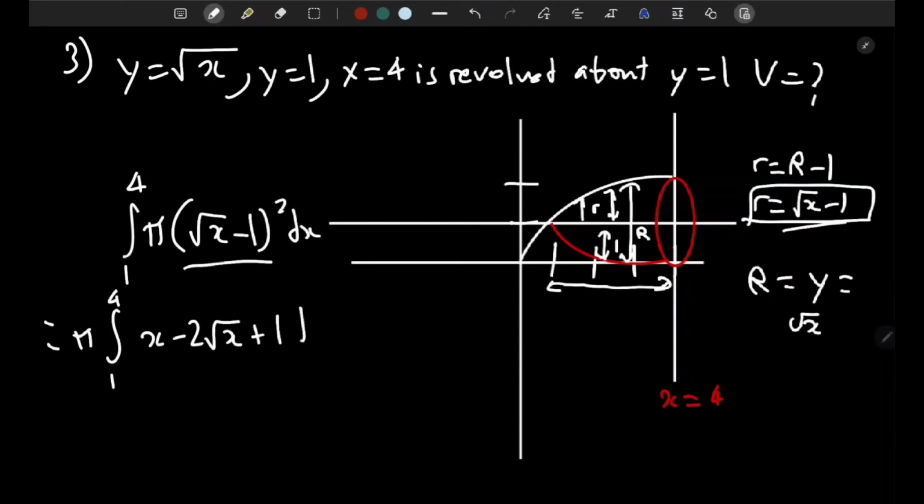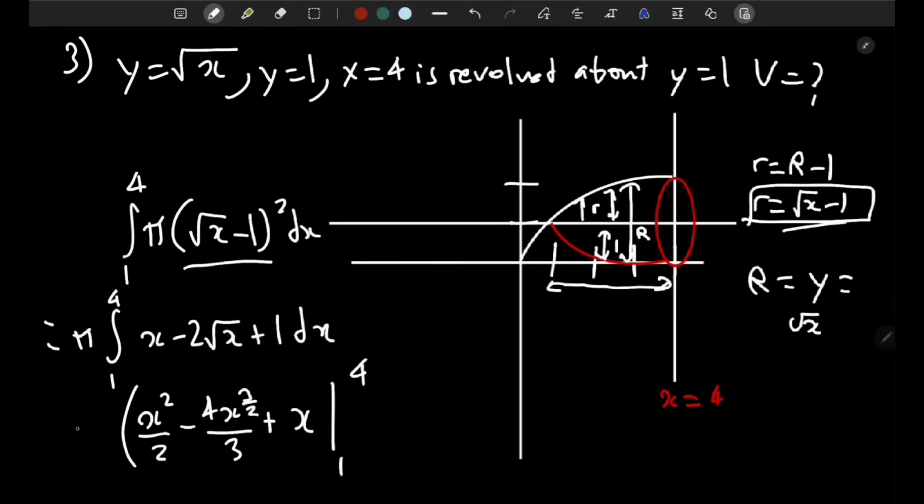plus 1 dx. Now we integrate this, so it's going to become x squared over 2 minus 2 times x to the 3 over 2 over 3 over 2, and then plus x. Now take the limit from 1 to 4, and don't forget the pi outside. So the final answer you'll get is 7 over 6 pi.